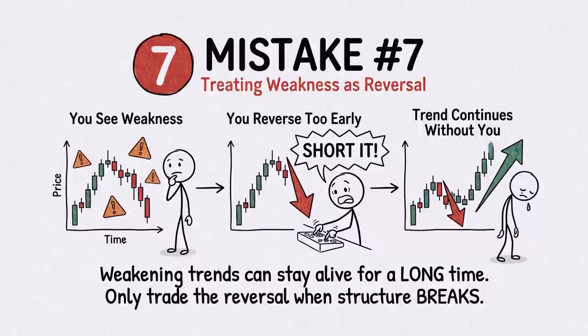Mistake number 7, treating weakness as if it's a reversal. Weakening trends can stay alive for a long time. Only trade the reversal when the structure actually breaks, as we covered in the last section.